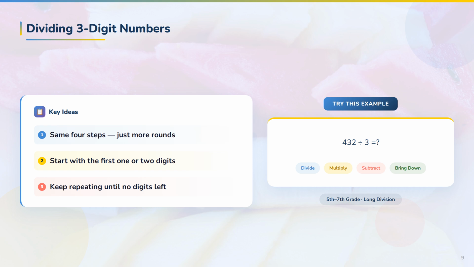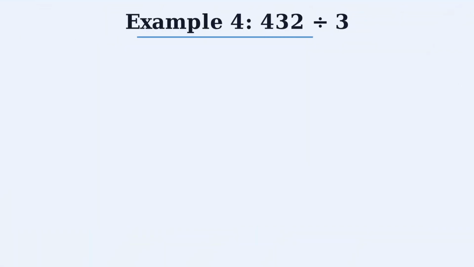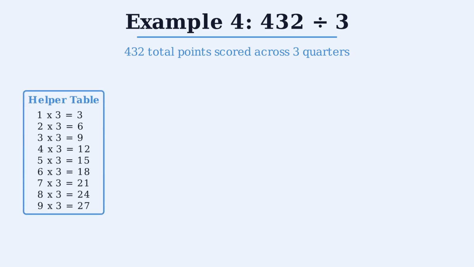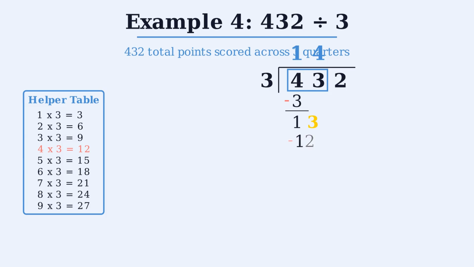Let's try one together. Let's work through 432 divided by 3. Imagine 432 total points scored across 3/4 of a basketball game. How many points per quarter on average? Start with 4. How many times does 3 go into 4? Once. Write 1 on top. Multiply 3 times 1 equals 3. Subtract. 4 minus 3 equals 1. Bring down the 3 to get 13.